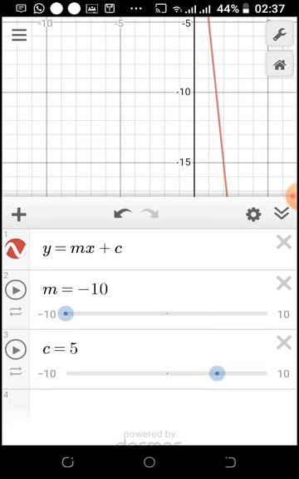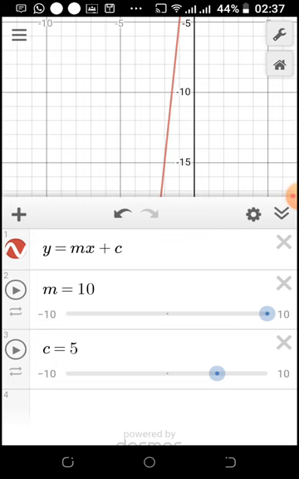Let me move the slider to positive 10, that means m is going to be positive 10. If I change m to 10, that means I'm having y equals 10x plus c. Now c is still 5, so it's going to be y equals 10x plus 5, and you can see that it's going to give me a positive slope.